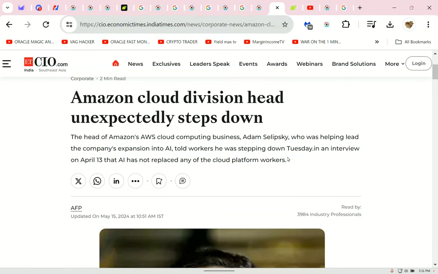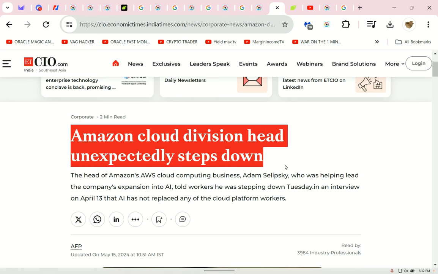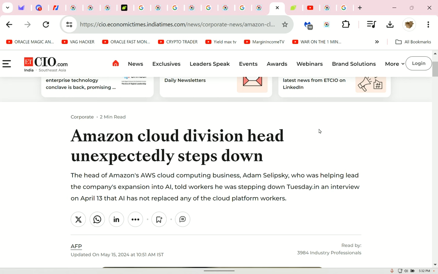So the head of AWS cloud computing business, Adam Selipsky, okay, who helped lead the company's expansion to AI tool workers, was stepping down Tuesday in an interview on April 13th. Okay. And that AI has not replaced any of the cloud platform workers. So, just reading that, could there be trouble in AWS behind the scenes? And I had to dig deep into the curry pot of Southeast Asia to find this article. All right? And could there be trouble? We don't know. If it is, it's going to be short-lived.